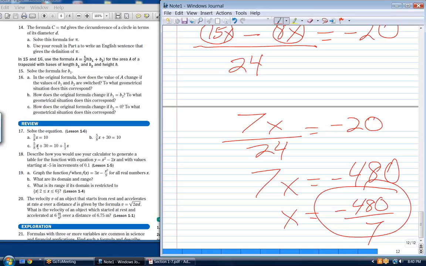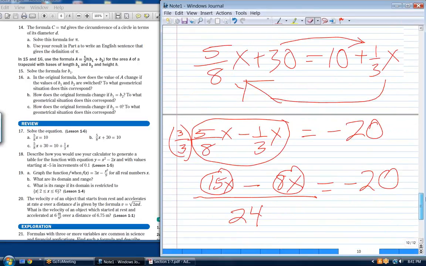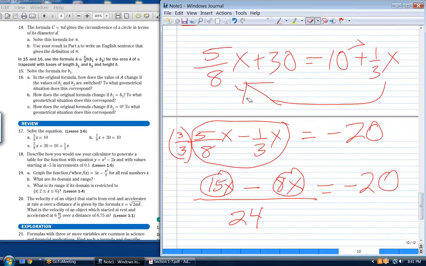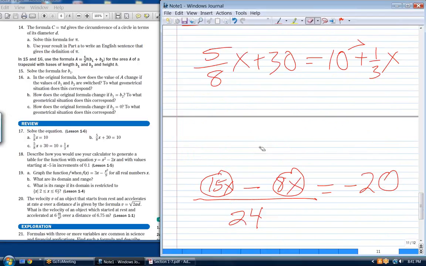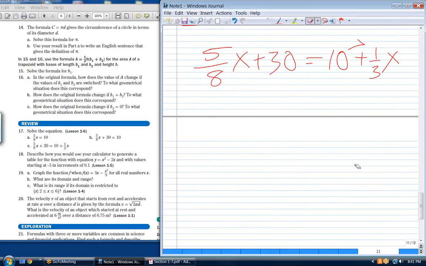Now, we could have done something a little different as our first step. We could have found our common denominator and multiplied every term by 24. In other words, when you're solving equations, there's always multiple ways to go. What I like to do is to get rid of the denominators always as the first step. I can see that my common denominator is 24, so I'm going to multiply both sides by 24.